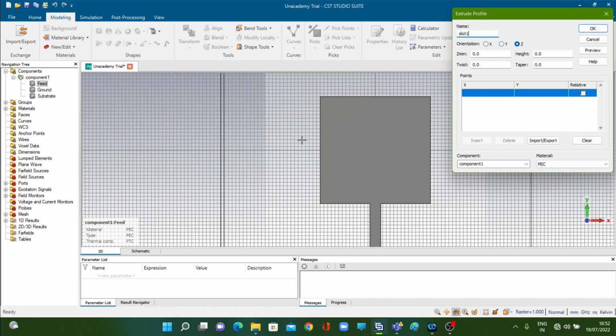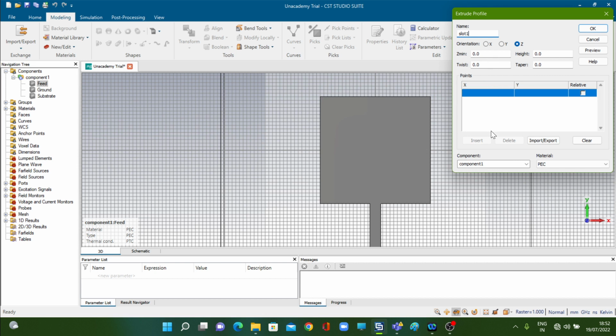Since we are cutting out the slot from the patch itself, the perpendicular direction of the patch and the perpendicular direction of the slot will be the same. So if we want to select the direction which is perpendicular to the slot, it will be the Z direction only. Z is selected here. In case something else is selected, we need to select the Z only.